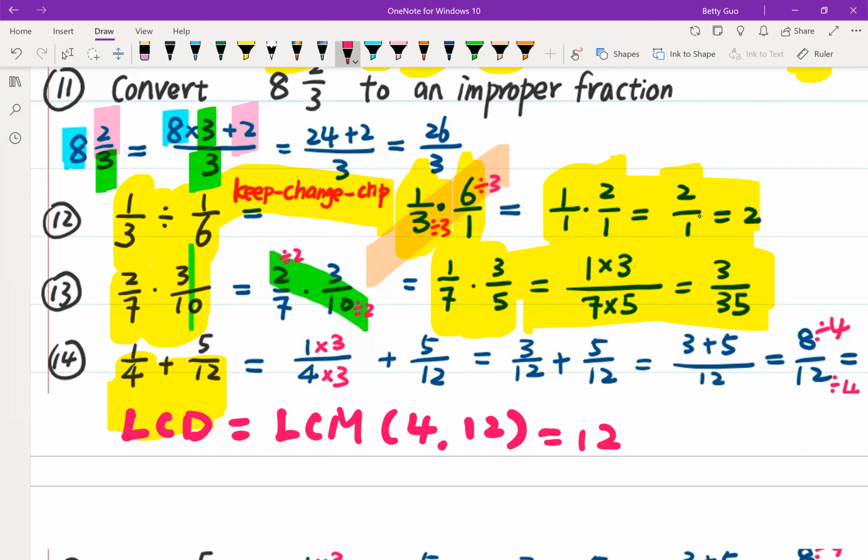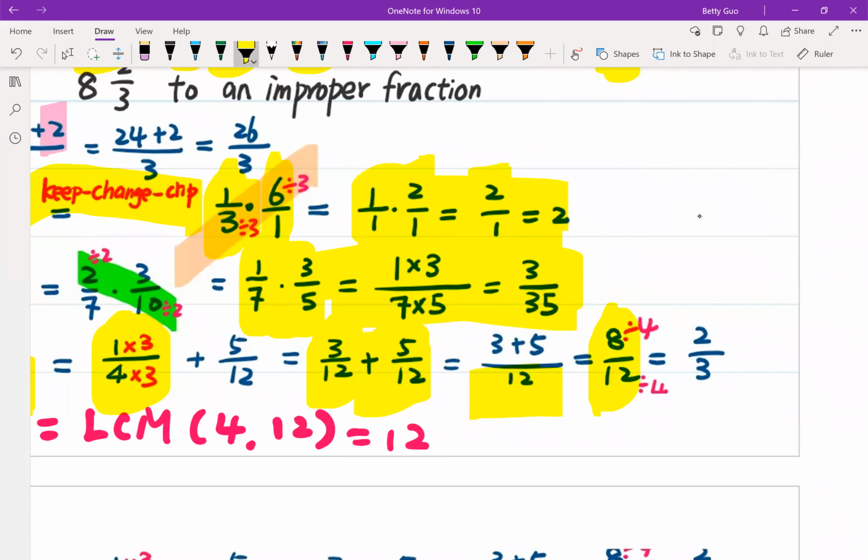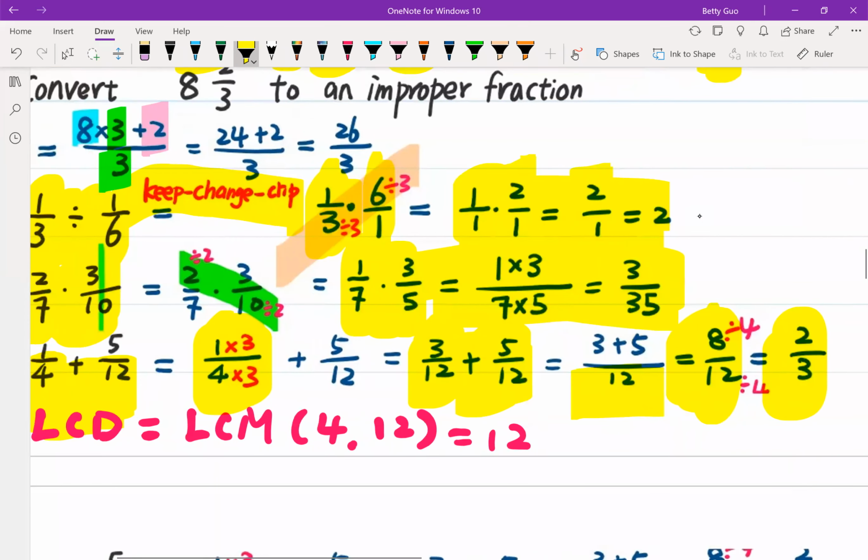We need to modify the first fraction. The first fraction 1 over 4, both top and bottom multiply by 3. We have 3 over 12. 3 over 12 plus 5 over 12. Keep the bottom, solve the top. 3 plus 5 is 8. 8 over 12 is reducible. Numerator 8 and denominator 12 have GCF 4, so we divide both top and bottom by 4. We can reduce the fraction to 2 over 3. 2 over 3 is the answer.